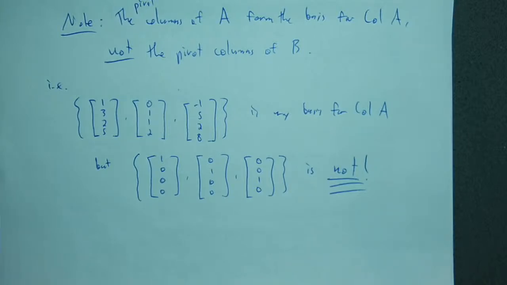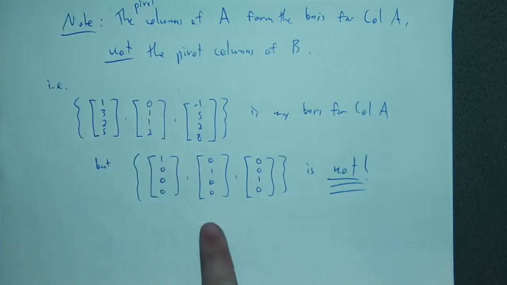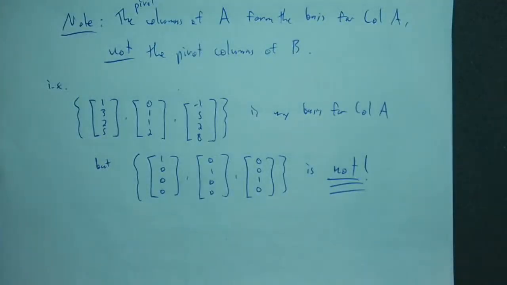Can anyone tell me why, in the chat, you can tell that this is the correct basis and this one cannot possibly be? Remember what the column space is. The column space is the set of linear combinations of the columns of A. Here are the columns of A, here's what they look like. But what do you notice about the vectors in this set that you could never get? Think about that for a second.